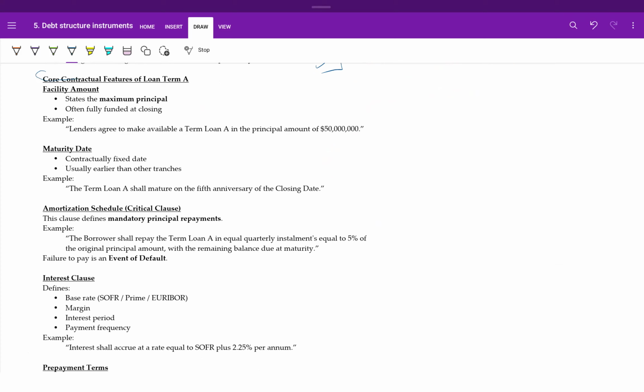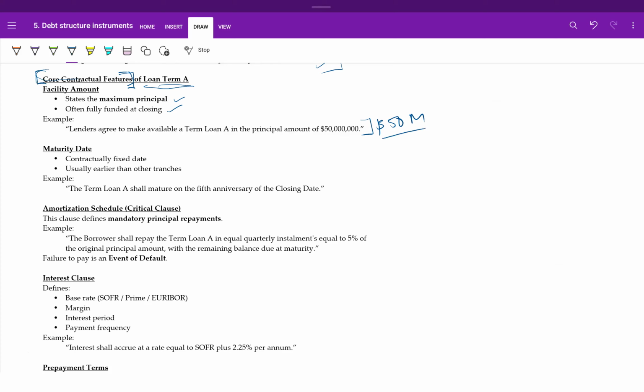Even though some of them are common, we are specifically talking about loan term A. So the facilities amount clause states the maximum principal available, and often specifies that the loan is fully funded at closing. For example, lenders agree to make available a term loan A in the principal amount of $50 million.